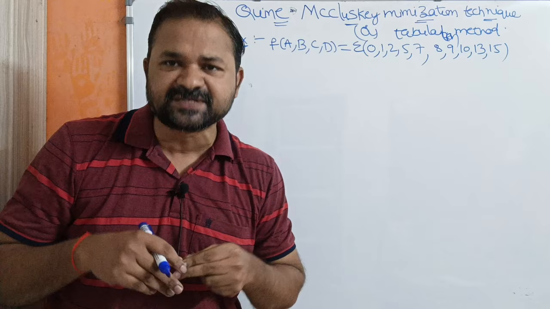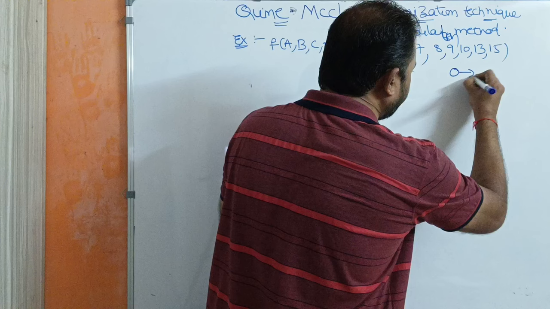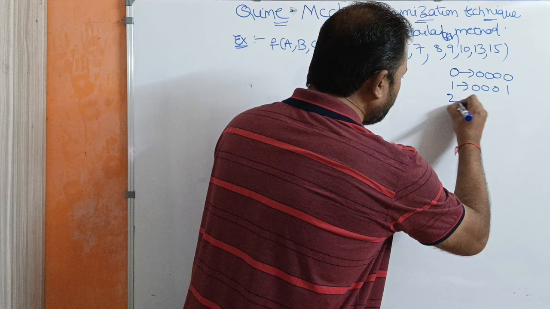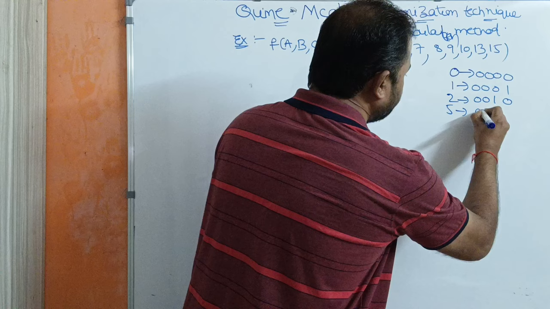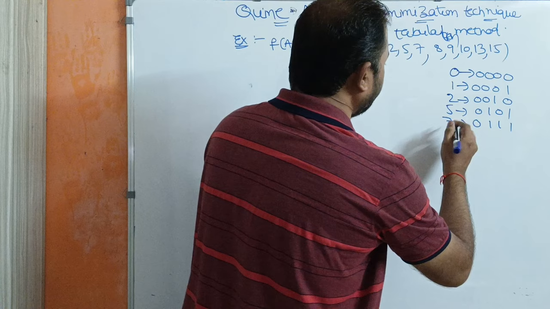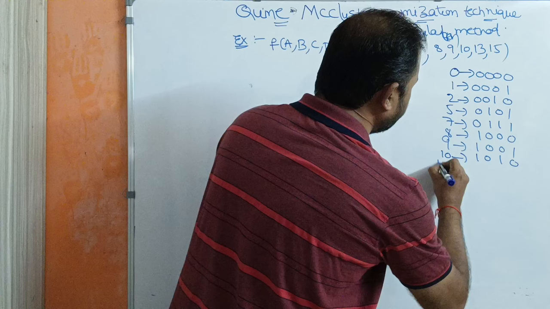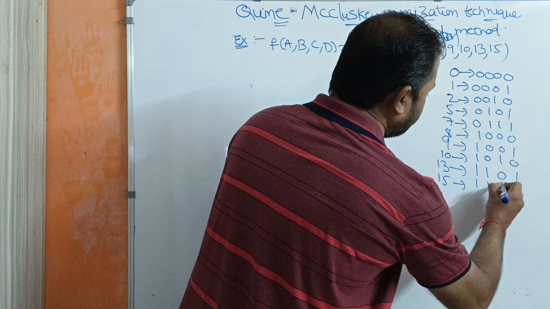So we know that 0 is represented with the help of 4 zeros. Next, 1 means the binary number is 0001. 2 means 0010. 5 means 0101. 7 means 0111. 8 means 1000. 9 means 1001. 10 means 1010. 13 means 1101. 15 is all ones. So first we have to represent the min terms in binary notation.